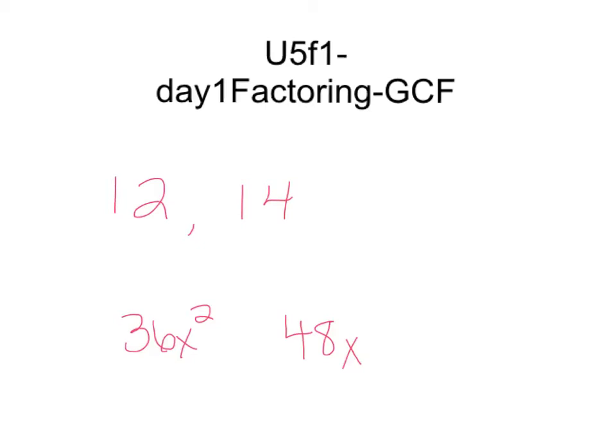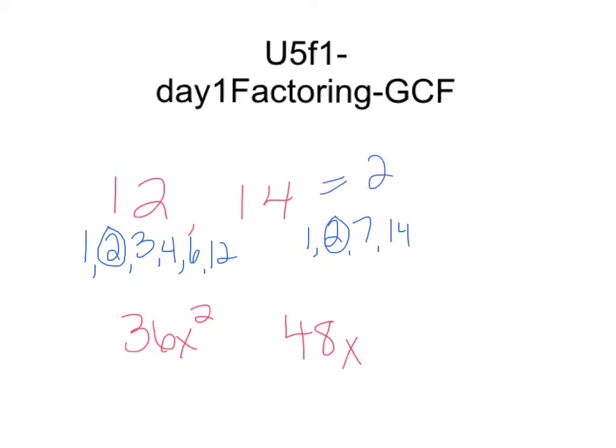Remember, factors are numbers that will go into other numbers. For example, we have 12 here, so factors of 12 are 1, 2, 3, 4, 6, and 12. Factors of 14 are 1, 2, 7, and 14. Now, if we wanted the greatest common factor between the two, we'd look for the largest number they have in common, which is 2. So the GCF between 12 and 14 is 2.